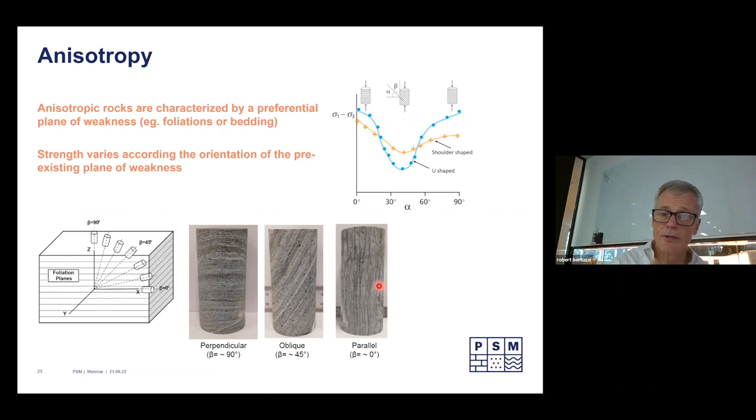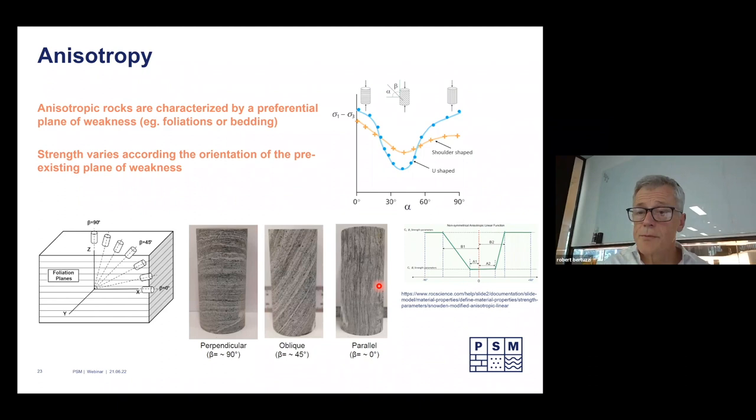Now, you can build this into your failure criterion, and there's an example there from the RocScience programs that allows you to do that. But often you can deal with that if you understand the failure mechanism. So if we knew that failure was going to occur on a bedding plane, for instance, you could just put in the strength of that bedding plane. Or you can do it with this approach.